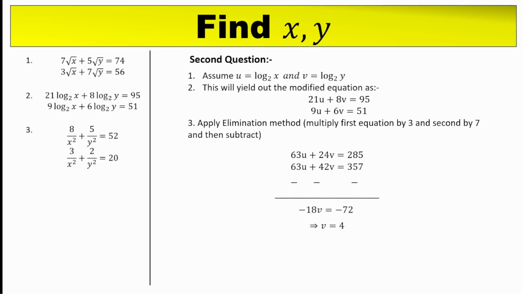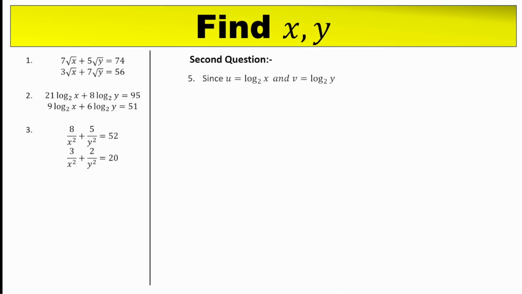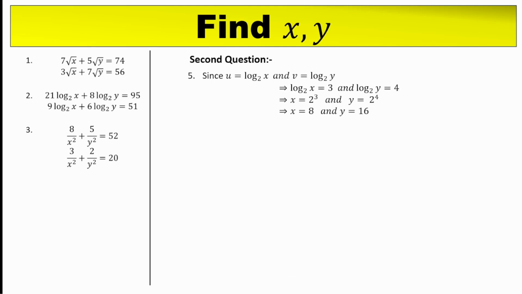So after doing this process, we will get v is equal to 4. Now we have to substitute the value of v in any of these equations. So let's substitute it in the first equation. So it becomes 21u plus 8 into 4 equal to 95, which returns the value of u as 3. Now since we have assumed u for log x and v for log y, and the value of u is 3 and v was 4, log x is equal to 3 and log y is equal to 4.